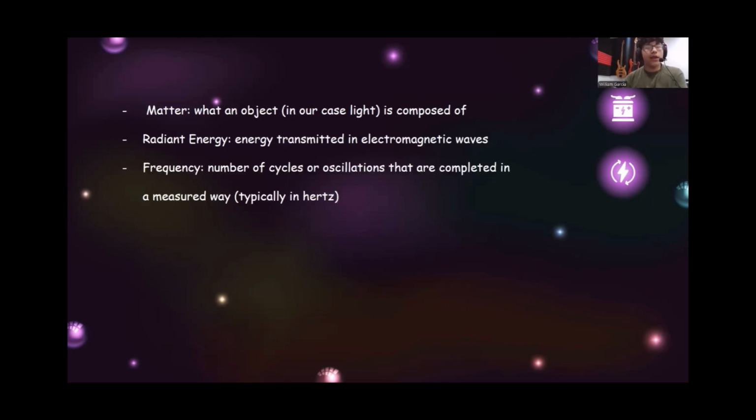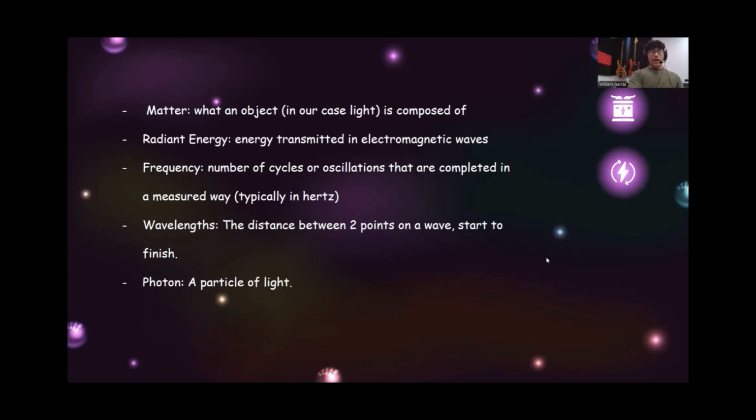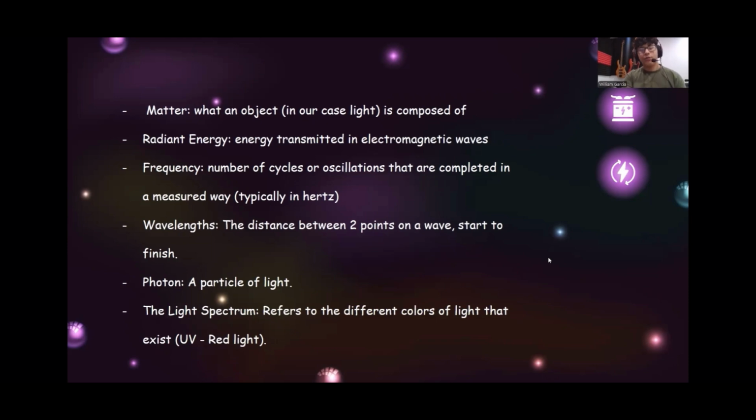Frequency is the number of cycles or oscillations that are completed in a measured time. Typically, we measure this in hertz. Wavelength is the distance between 2 points on a wave from start to finish, or left to right. A photon is a particle of light. The light spectrum refers to the different colors of light that exist, so UV light all the way to red light. And typically it's measured in nanometers, from 400 nanometers all the way to 700 nanometers.